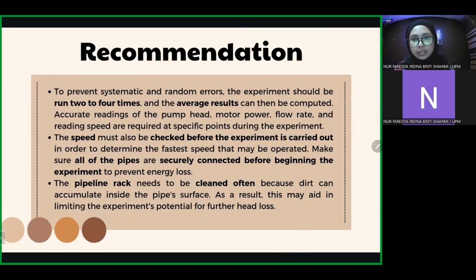Next, there are also recommendations that can be taken so that we can improve for the next experiment. Firstly, to prevent systematic and random error, the experiment should be run 2 to 4 times, and the average result can then be computed. The speed must also be checked before the experiment in order to determine the fastest speed that may be operated. And we need to make sure that all the pipes are circularly connected to prevent energy loss. Lastly, the pipeline needs to be cleaned often because dirt can accumulate inside the pipe, which can limit the experiment's potential for further head loss.